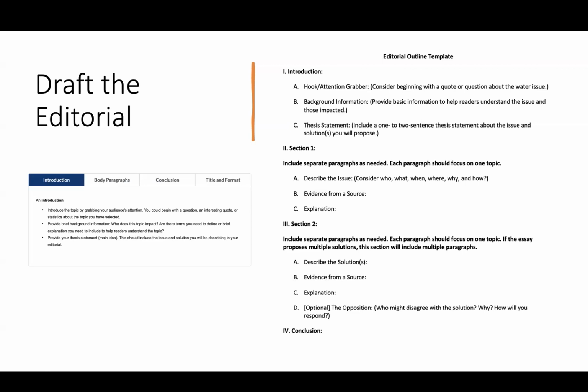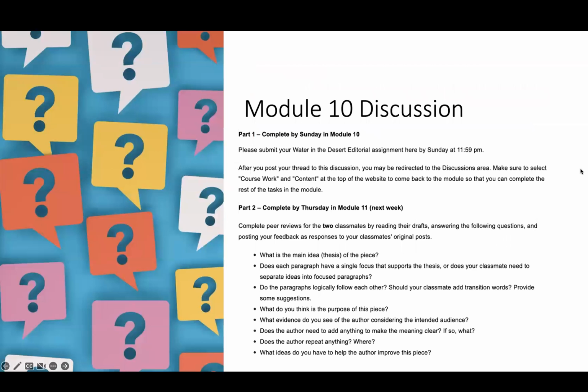And so this week you're spending time developing your editorial. Once you have a draft ready, you can move forward to the discussion where you're asked to post your draft so that your classmates can see it. And then next week we will complete peer review. So you'll see some questions here. You don't need to answer those yet. In week 11, we'll complete peer review for 2 classmates, but this gives you a sense of what will be coming up.